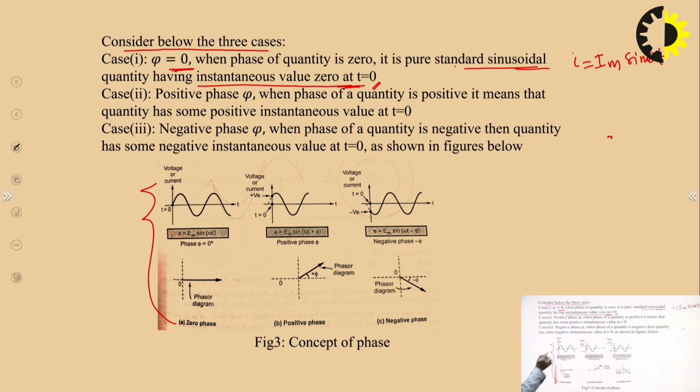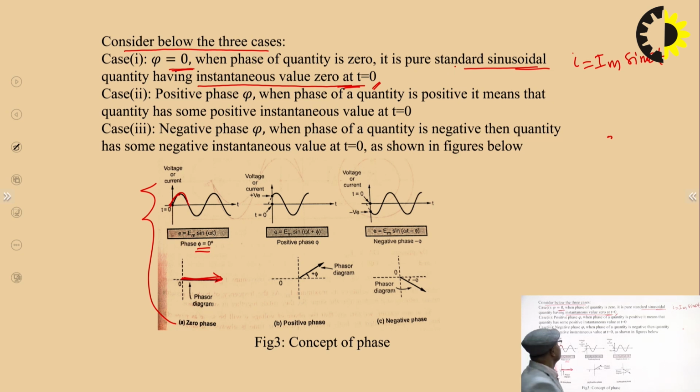Phase angle 0 means the value of the quantity at time t equal to 0 is 0, and it is increasing sinusoidally like this. And this is the waveform. In the phasor, we have to show our phasor along the x-axis. So, this diagram represents 0 phase angle. For 0 phase angle, the phasor will be here and the waveform will be like this, starting from 0.